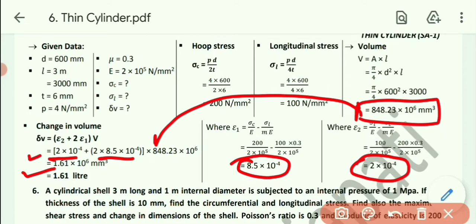Now let's convert it into liters. 1 liter equals 10 raised to 6 mm cube. So ultimately I will get the answer 1.61 liter. So that is the change in the capacity of the cell, we can say.